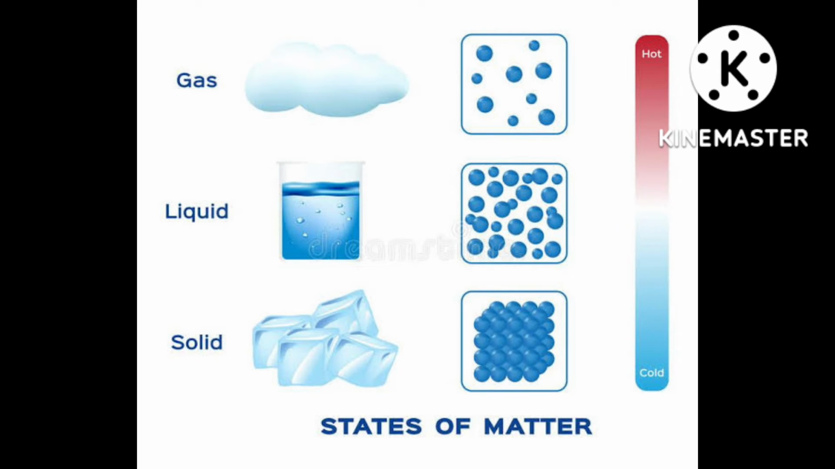Fourth, the volume and the shape of gases are not fixed. They assume the volume and shape of the container. And fifth, gases mix evenly and completely in all proportions without any mechanical aid. They will mix automatically. These 5 properties I told you are the physical properties of gas.